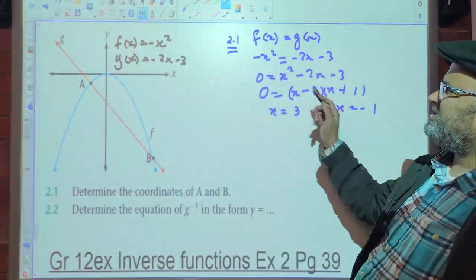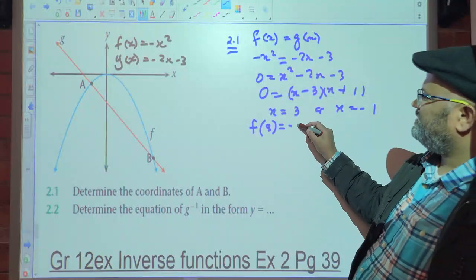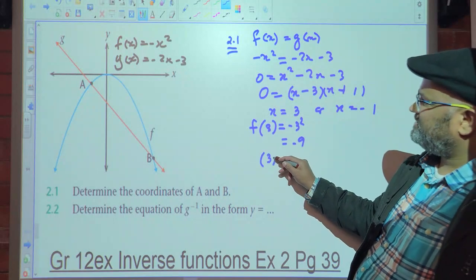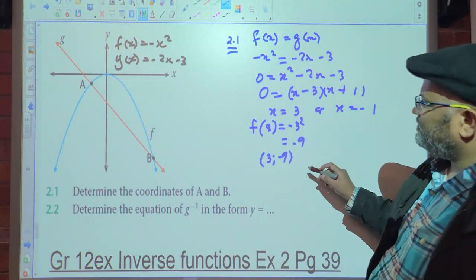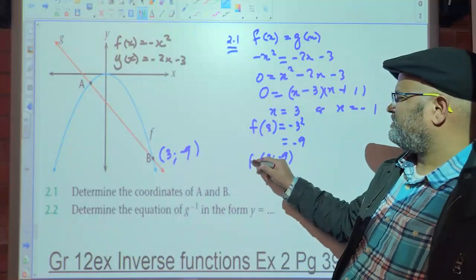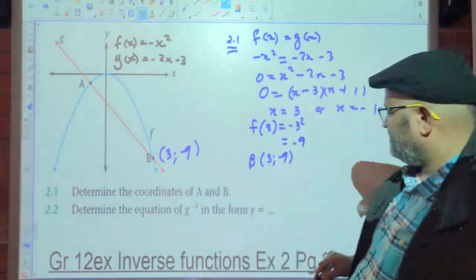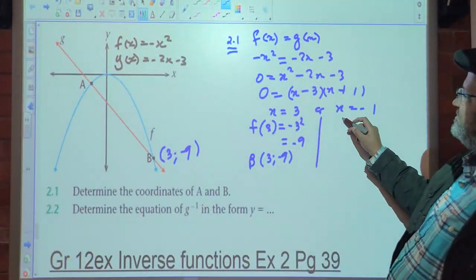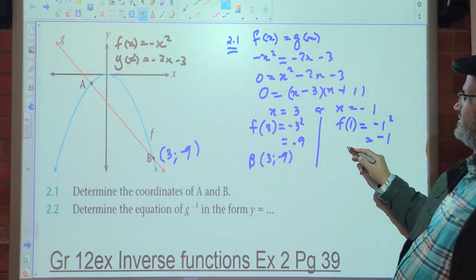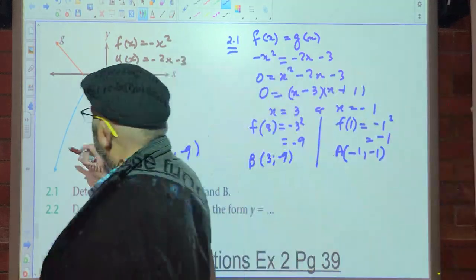So what I do is I sub that either into your f of x or g of x. F is going to be the easier one to me at this point. So negative 3 squared, which is negative 9. So it's going to be 3 and negative 9, which is your B. Can you see that, people? X is positive, whilst y is a negative value there. On the other hand, you say f of negative 1, negative 1 squared is negative 1. So it's negative 1 and negative 1, which is your A.